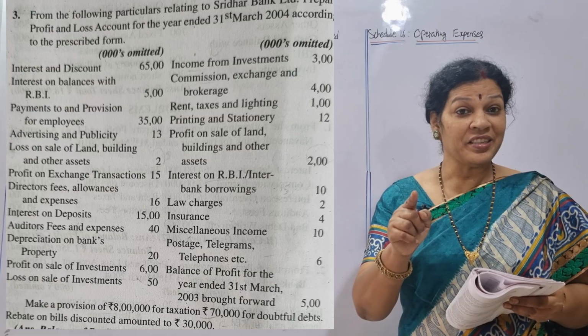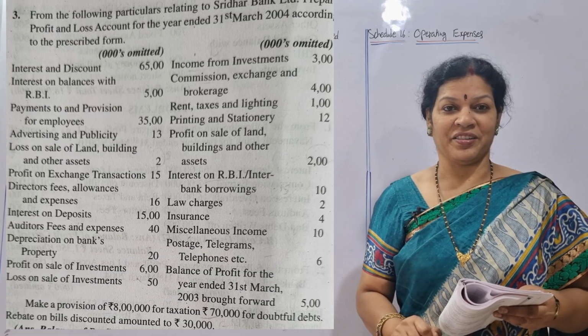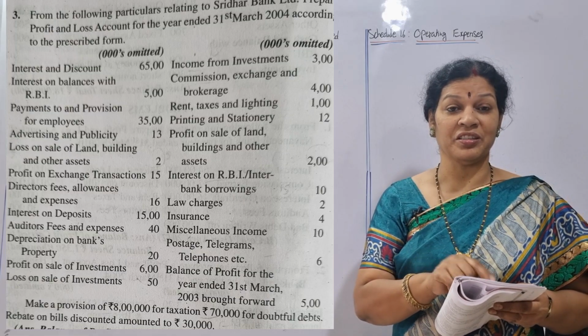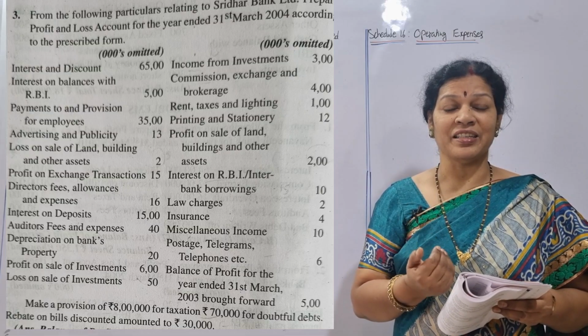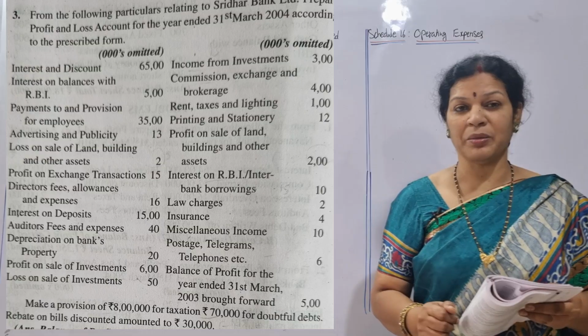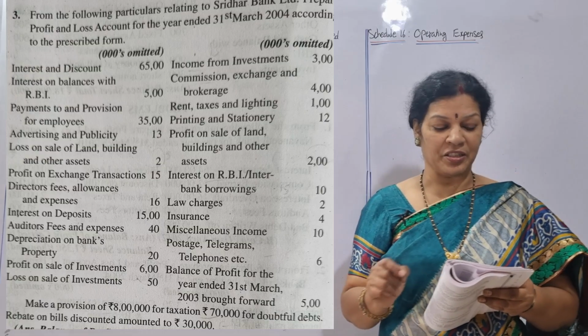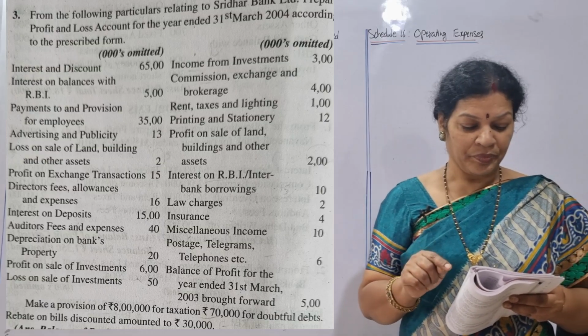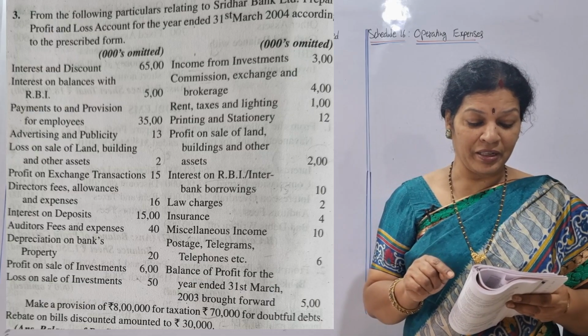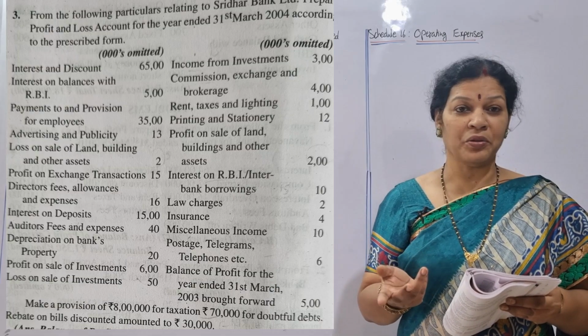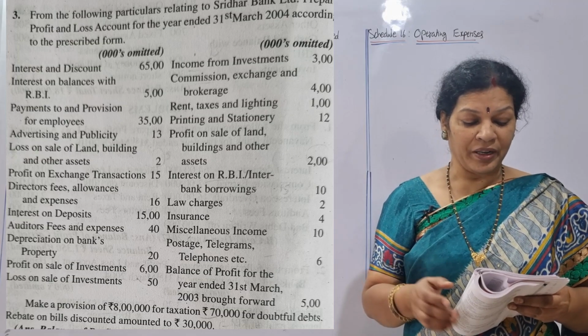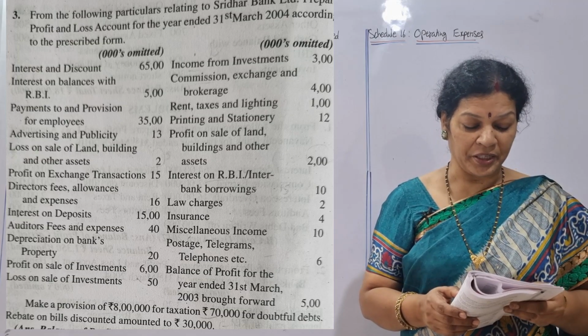Interest paid is interest on deposits you will find. Interest on deposits. Now this is interest and discount. Bank is earning. So this comes under the schedule number 13. So that is interest earned. Schedule number 13. Next, interest on balances with RBI. This is also interest earned. 500. This is also schedule number 13.